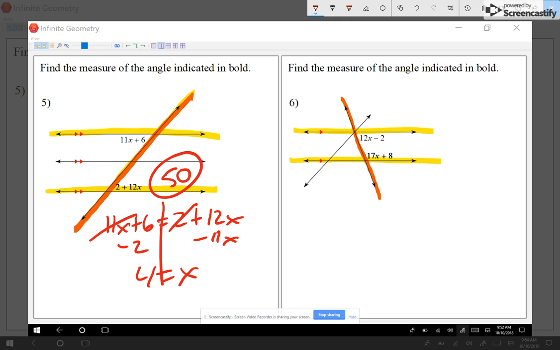Right. Looking at question number 6, I'm looking at the parallel lines, which are these two, and the transversal, which is this one. Now, in this case, they're both on the same side of the transversal. They're both in between the parallel lines, so that's same side interior. So I'm going to add everything: 12x minus 2 plus 17x plus 8, and it's equal to 180. Remember, same side interior equals 180. Whenever you're dealing with corresponding, alternate interior or alternate exterior, they equal each other. Whenever you're dealing with same side interior, it equals 180.